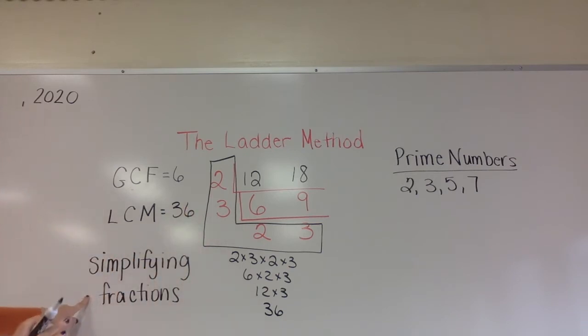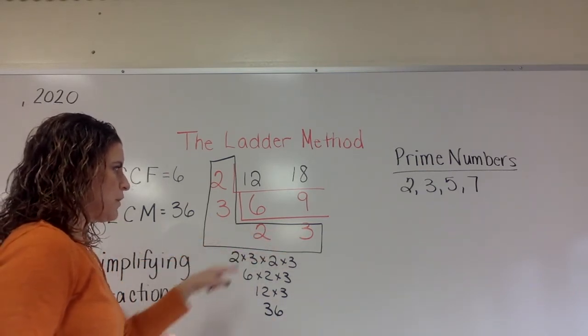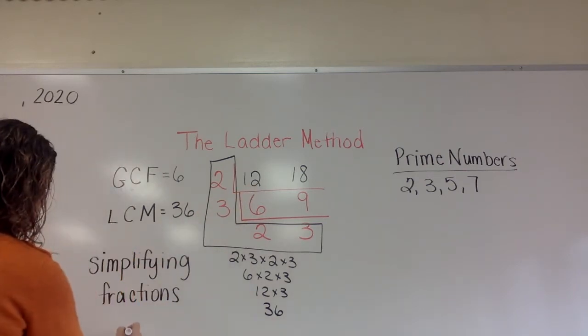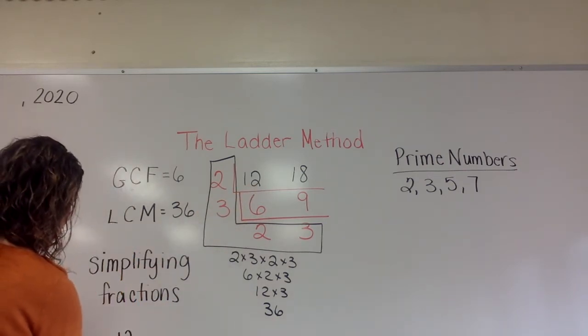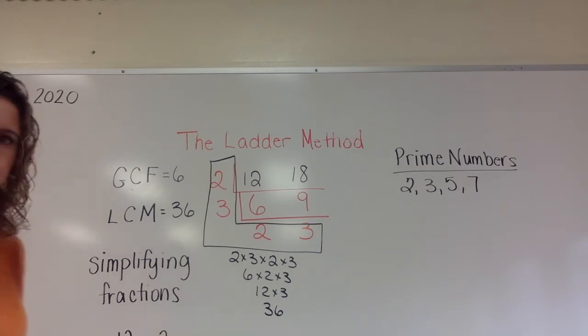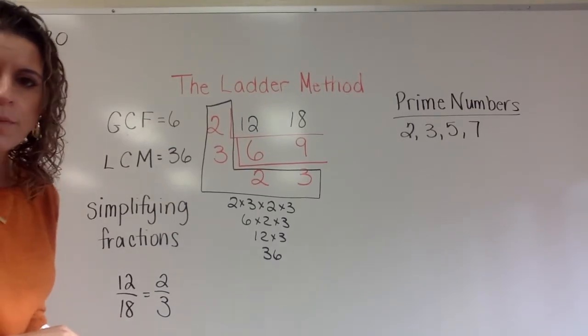When I want to simplify fractions, what I'm going to do is look at this bottom row. And the bottom two numbers here are 2 and 3. So if 12/18 was a fraction, that would simplify to 2/3. Okay? So I'm going to do one more example.